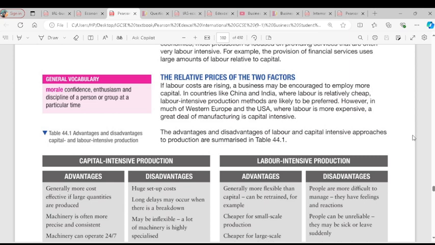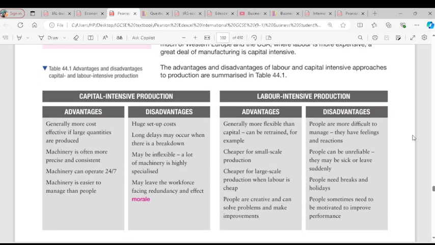The second part is the relative prices of the two factors, the labor intensive and the capital intensive. Which one is cheaper? Businesses will choose the one that is relatively cheaper for their production. That is the point. Is it clear now? Great. So go to capital intensive production, the advantages and disadvantages of capital intensive, advantages and disadvantages of labor intensive. Are you there?